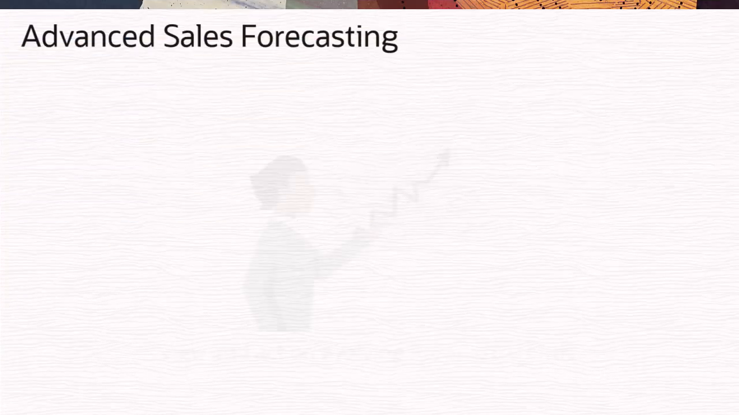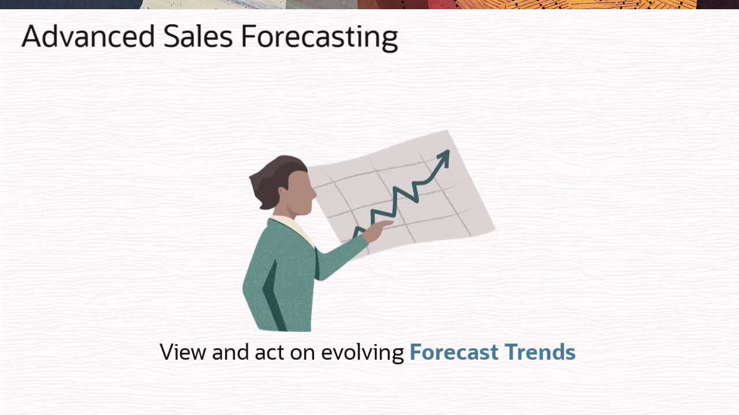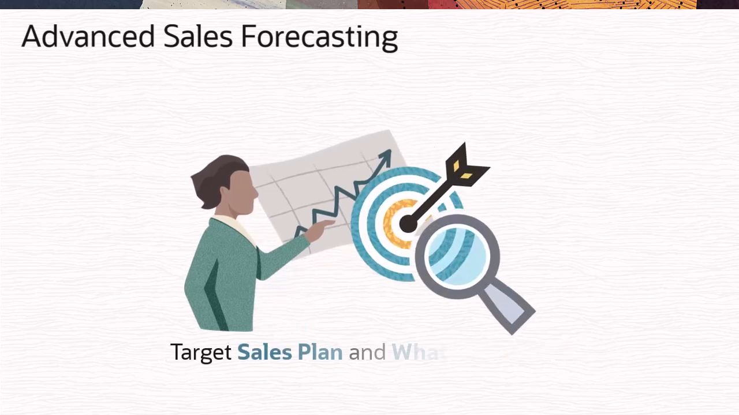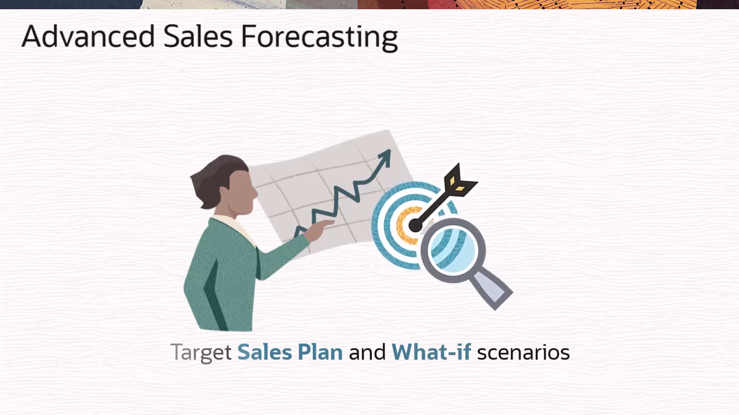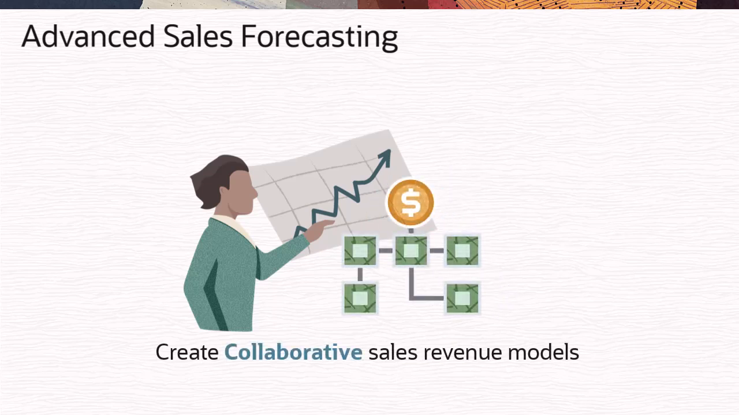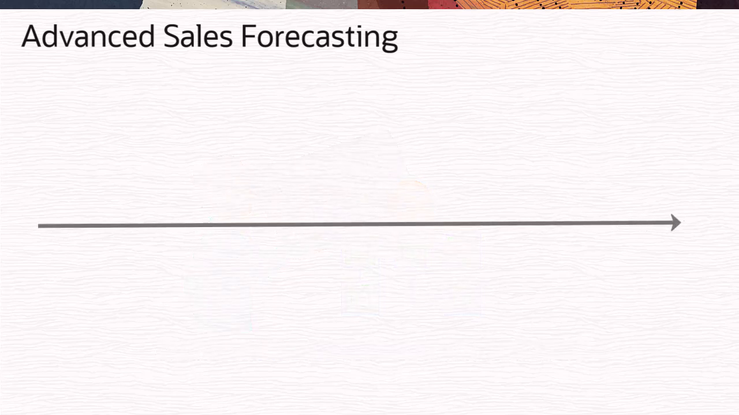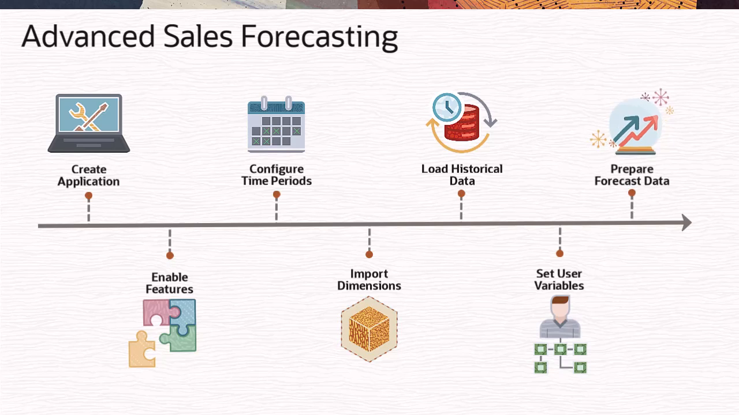Advanced sales forecasting in Oracle Sales Planning lets you view and act on evolving forecast trends, target your sales plan and what if scenarios, and create collaborative detailed sales revenue models. As the administrator, you'll need to complete each of these steps to set up advanced sales forecasting.